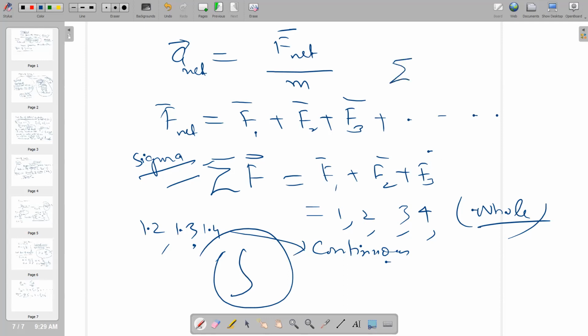So sigma F_x = ma_x, and sigma F_y = ma_y. That means the sum of the x components of force is equal to ma_x, and the sum of the y components of force is equal to ma_y. So this is all about the second law. These are the normal things which you have already studied, but maybe here I have given you some more information.